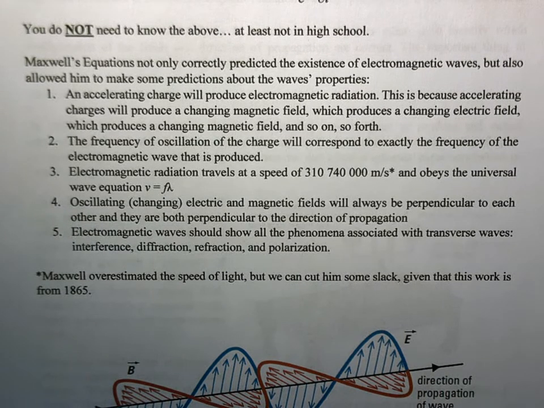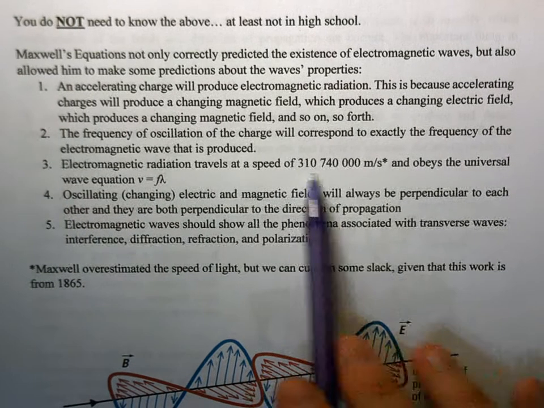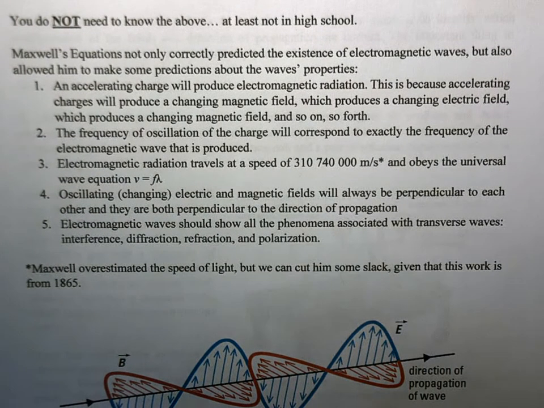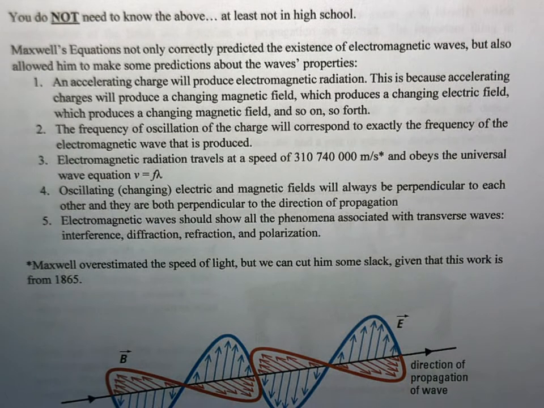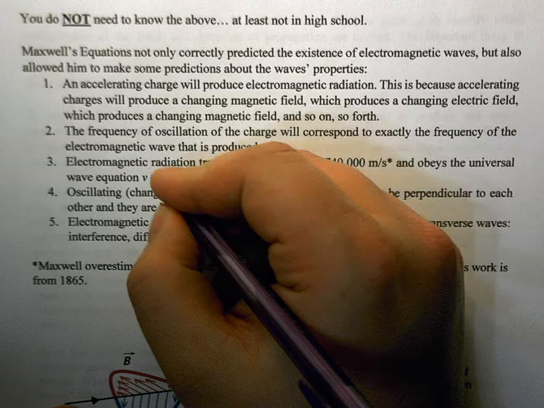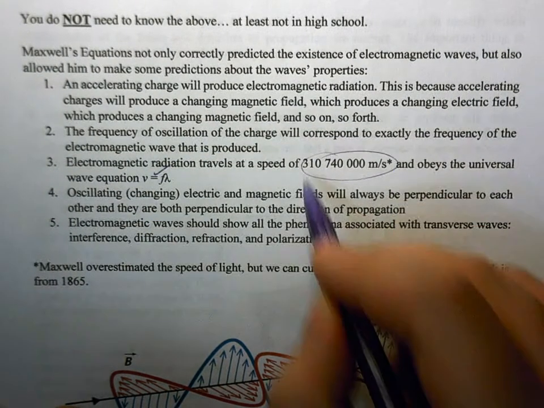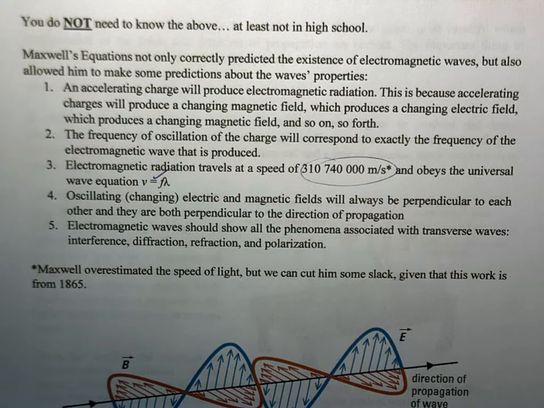So Maxwell, the only real flaw in his theory, he predicted the speed of light to be about 3.11 times 10 to the 8 meters per second, and it obeys the universal wave equation. So he was kind of partially right. It does obey the universal wave equation. His speed of light is a little bit on the large side, but we have to forgive Maxwell a little bit. This was done in 1865, so given the technology of the day, I'd say he did a good job. So we've got to cut him a little bit of slack on that.